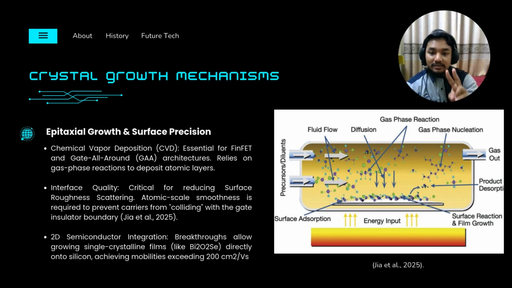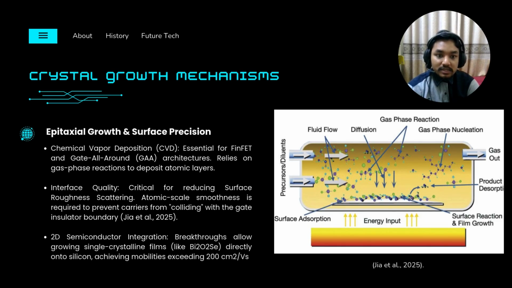And for the second part is the epitaxial growth and surface precision. As we transition from bulk material to the active channel of a transistor, we focus on epitaxial growth. This diagram illustrates chemical vapor deposition (CVD), which is essential for building modern FinFET and gate-all-around architectures. Notice how precursors enter the system, leading to a complex gas phase reaction and eventually surface adsorption.